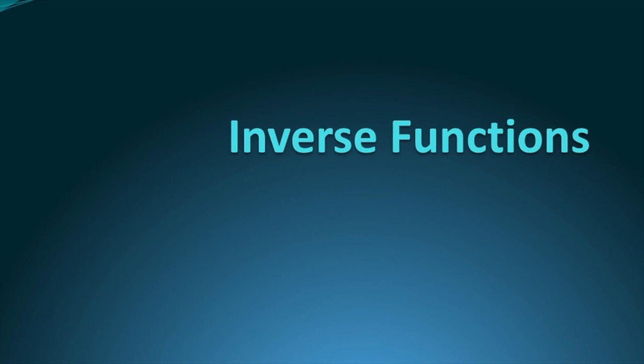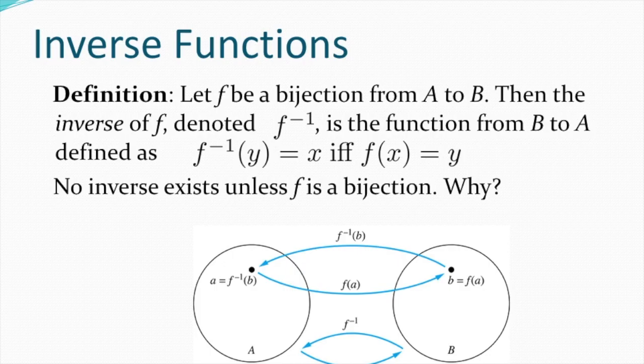That takes us to the next definition, or the next part of this class, which is the inverse of a function. We define a function f and we say this is a bijection. A function should be a bijection first from A to B, then the inverse of this function f, denoted f minus 1, is the function from B to A, defined as f minus 1 of y equals x if and only if f of x equals y.